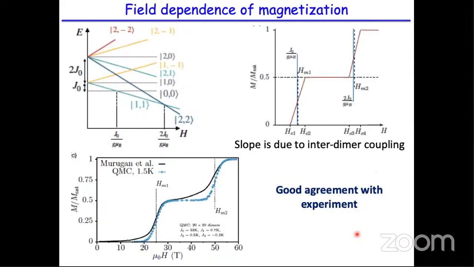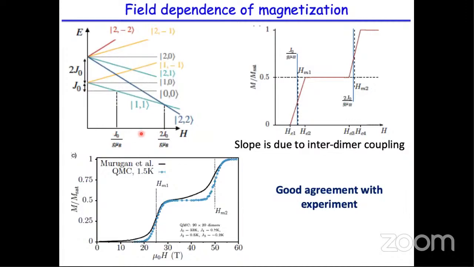GGA plus U approach. So further, as I discussed at the beginning, if you just consider the dimer and forget about the inter-dimer coupling, you have two transitions. One is at J0 by g mu B, from S equal to 0. So it's a transition from the 0,0 to the 1,1 state, and then there is another transition to the quintet state, the 2,2 state. So that's something we know.